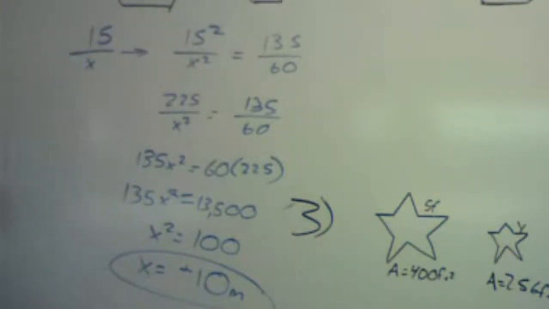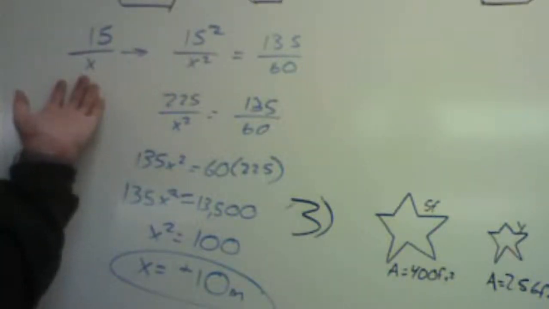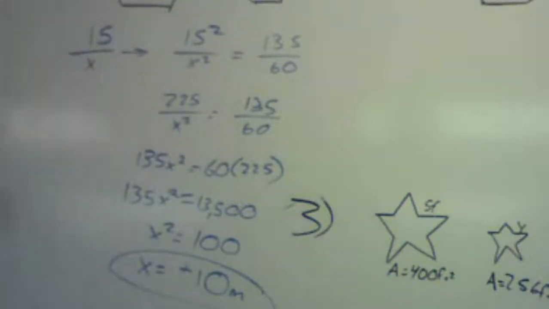And there we go. I realize I went kind of fast through that, but that's a little bit of review. Set up the proportion. First find the scale factor with just the lengths, square it, set it equal to the ratio of areas. Then cross multiply and solve.